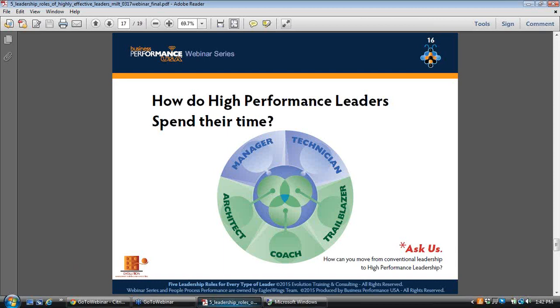But what we find is that high-performing leaders spend the vast majority of their time focusing in on the three areas that Victor mentioned earlier that he's passionate about: trailblazing, about what's the next thing. How can we transform this organization? What's going to be the next iteration? How are we going to look next?